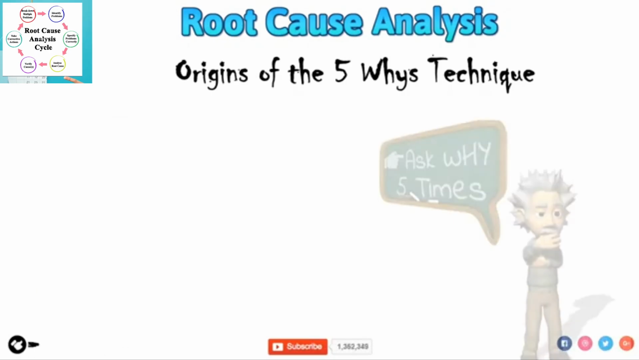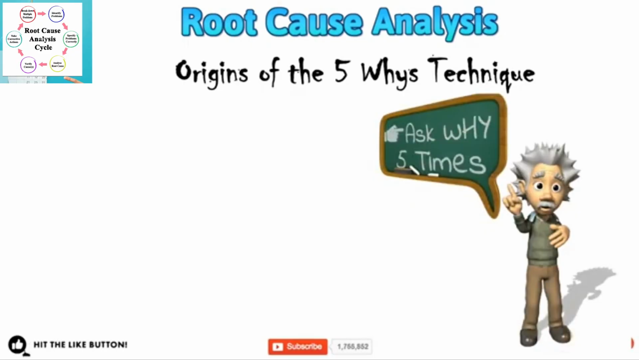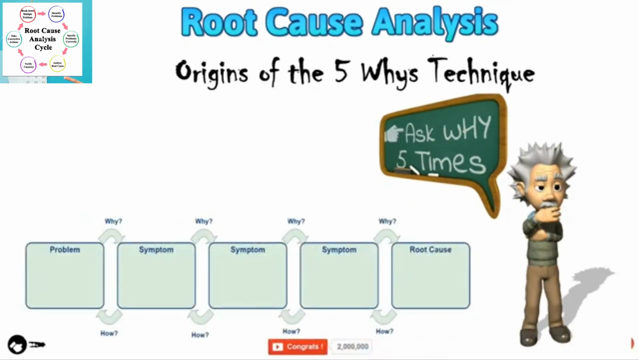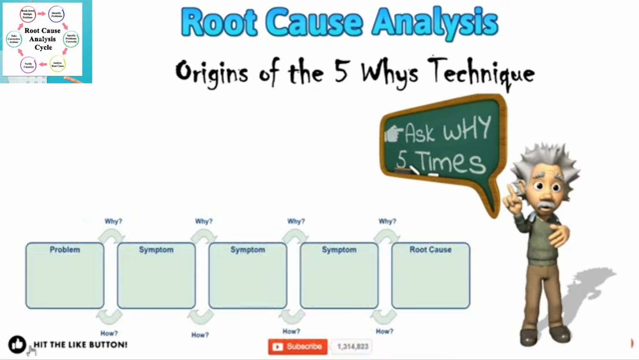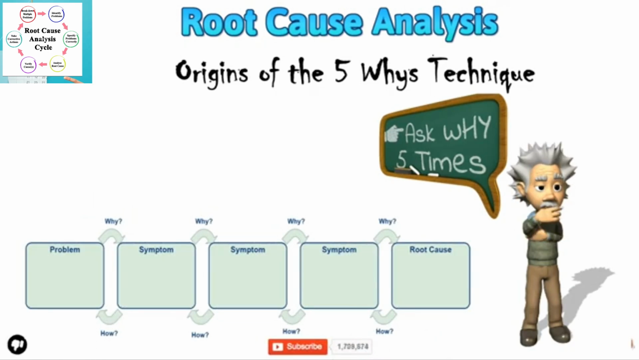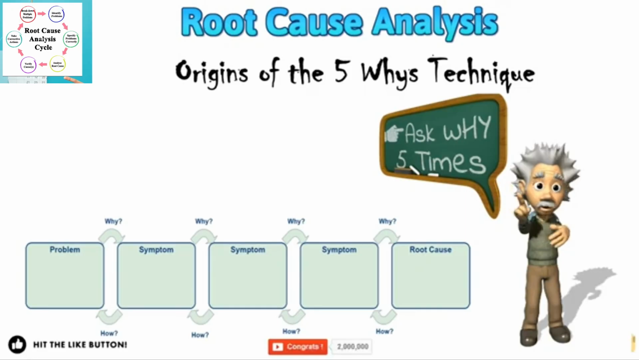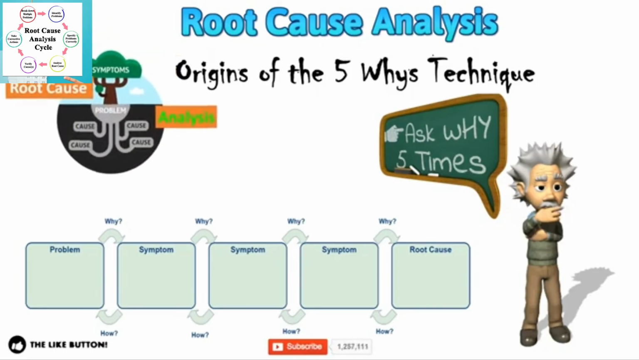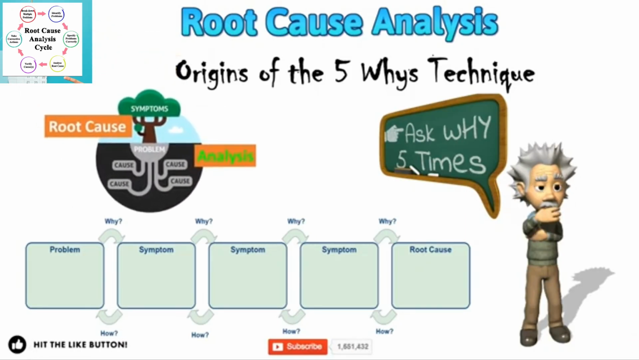So this 5 why technique is very simple. When the problem occurs, you drill down into the root cause by asking why 5 times. Then when the countermeasures become apparent, you follow them to prevent the issue from reoccurring. By repeatedly asking the question why 5 times, and 5 is a good rule of thumb, you can peel away the layers of symptoms which can lead to the root cause of a problem.